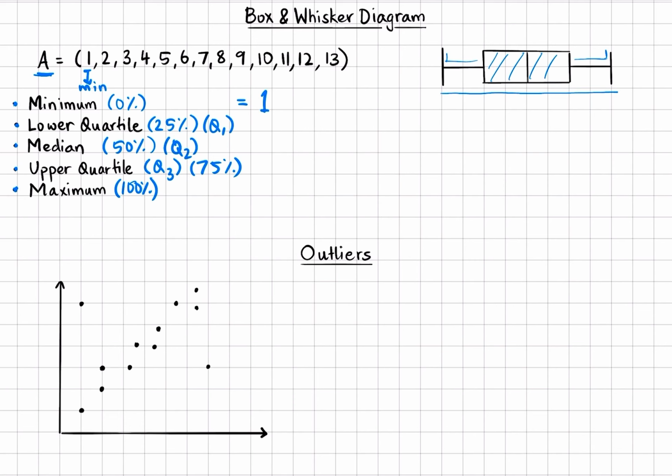Okay. The maximum, I'm going to do it from the easiest thing to do to the hardest thing. The maximum is my last data point, which is 13. So that's my maximum. Now the median is usually the next easy thing to do for a data set like this. And it's the middle point in between my minimum and my maximum, which in this case, it's the number 7.